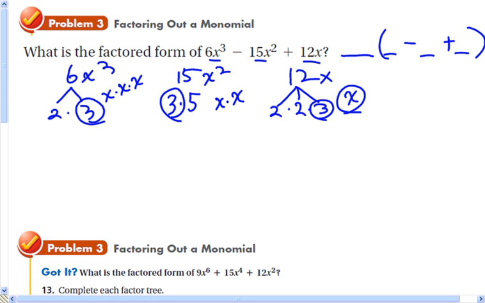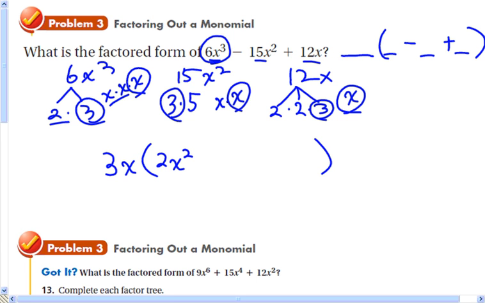And they do all have one factor of x. So the greatest common factor is 3x. Now we're going to write 3x outside the parentheses. Then inside the parentheses, we're going to think, well, what number times 3x gives us this first term, 6x cubed? We can get that actually from our work up here. We know that 3x times 2x times x, or 2x to the second, equals 6x to the third.